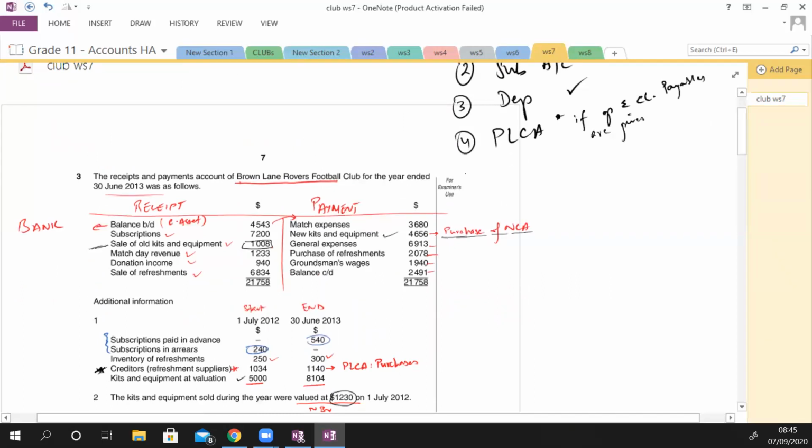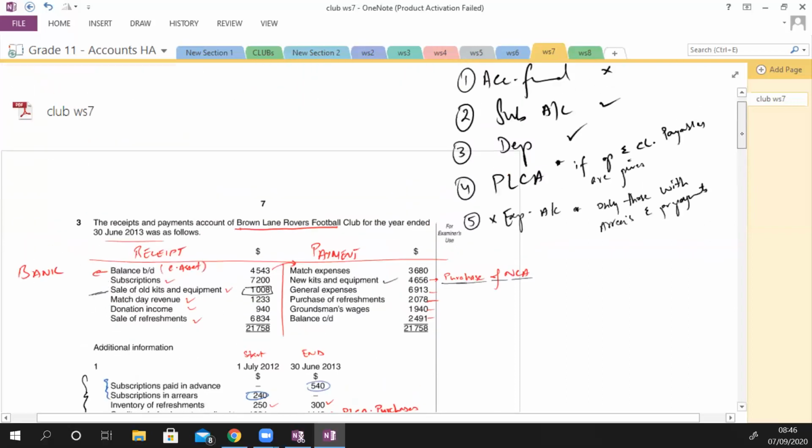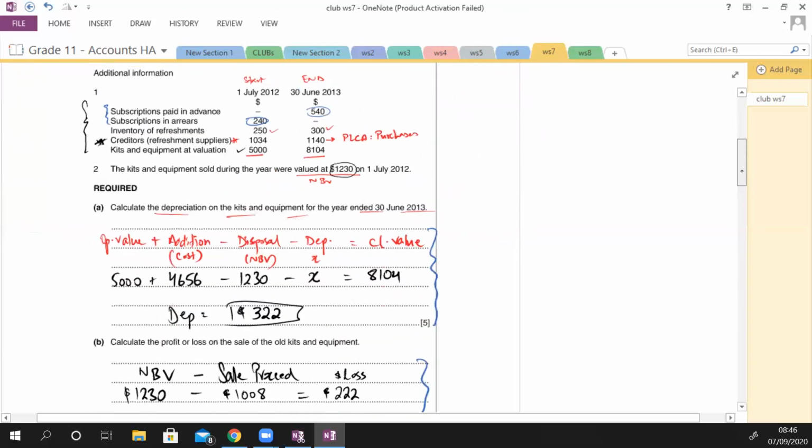Number 5 is expense account. Which expense accounts? Only those with arrears and prepayments. There are no expenses over here with arrears and prepayments, so we don't need to make an expense account either, and we'll simply move on. So the missing thing over here is PLC, let's make it here.